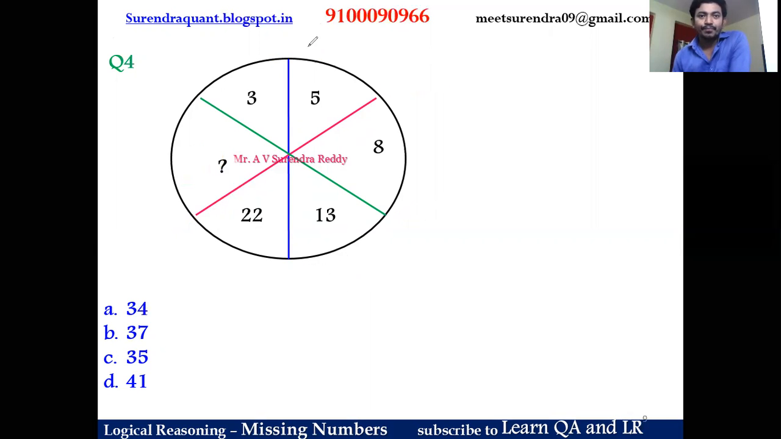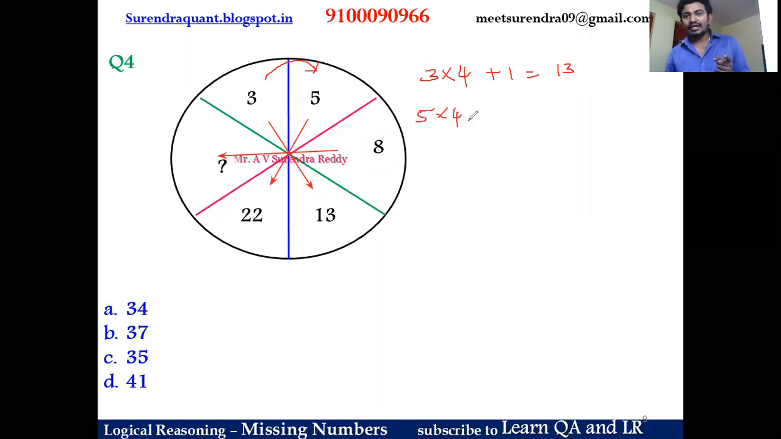Then what do you do? Think in terms of opposite. When you think in terms of full circle, it is not giving logic, right? So think opposite pairs now. Let us see what will happen. Now there might be a small change in this logic. How do you produce the number 13 from 3? So friends, 3 into 4, 12 plus 1 is 13. Now 5 into 4, 20 plus 2, this is 22. So into 4 plus 1, into 4 plus 2.